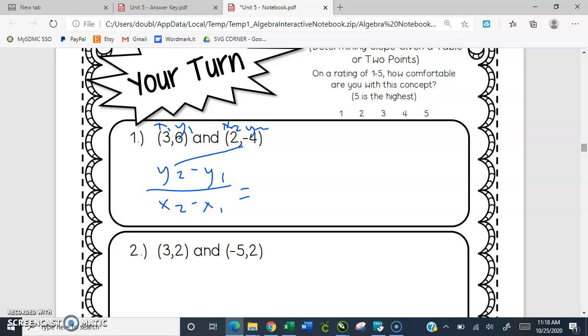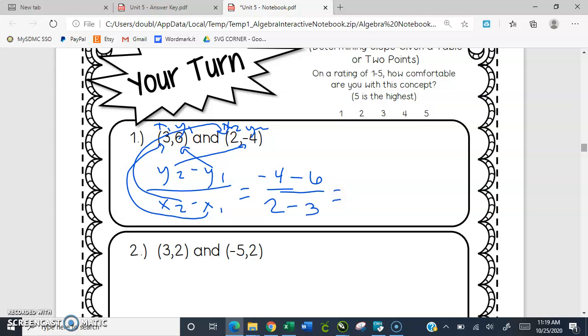So my y2 is negative 4 over, minus my y1 is 6 over, what's my x2? See if I can draw a line all the way around. My x2 is 2 minus my x1 is 3.